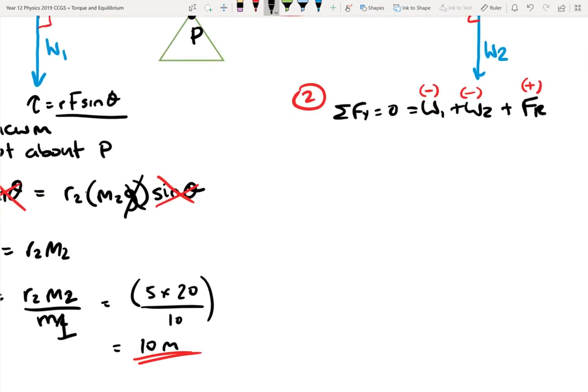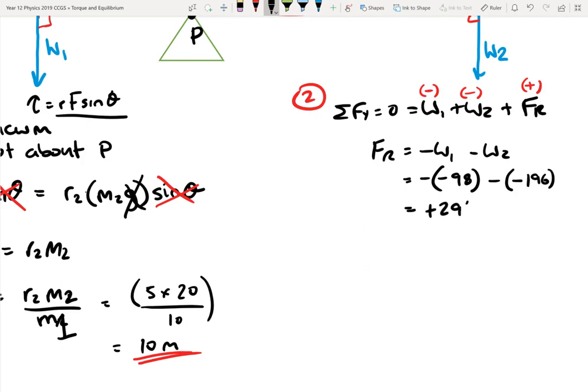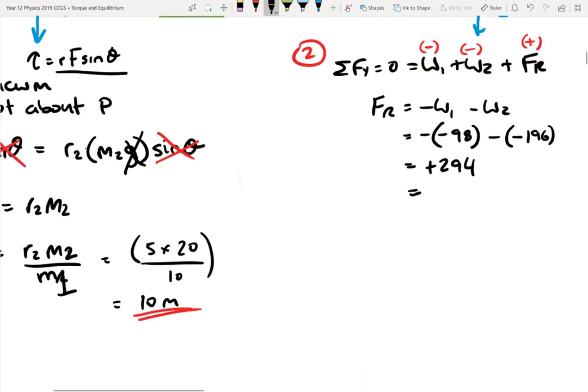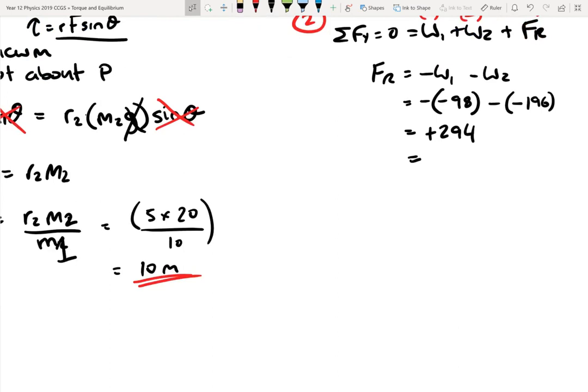Okay, so I'm a rearrange first kind of guy. I'd go Fr equals negative weight 1, negative weight 2, and I would get my double negatives. So you get negative by negative 98 minus negative 196 gives a double positive 294. Remember, don't ever leave your direction as plus or minus. It's 294 newtons upwards.